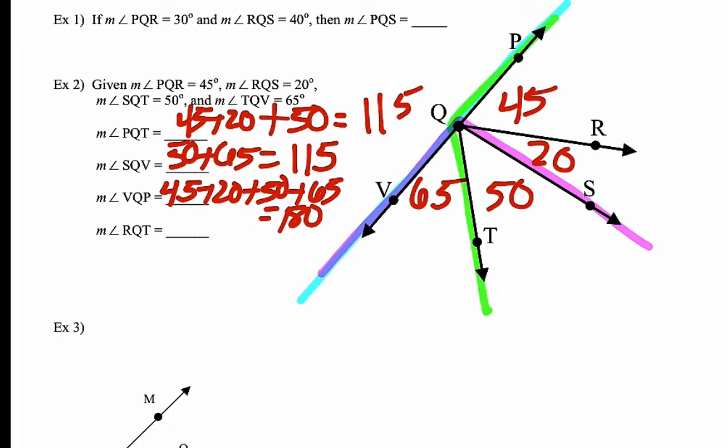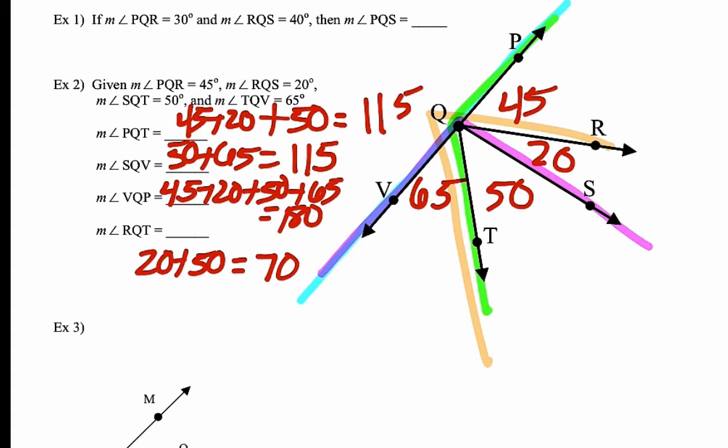And now we'll do our last angle here, which is angle RQT. So from R to Q to T. Well, that's only two angles, 20 and 50. So that 20 degrees plus that 50 degrees is a total of 70 degrees. So the angle addition postulate simply says I can add up the pieces of the angle to equal the larger angle and find those measurements.